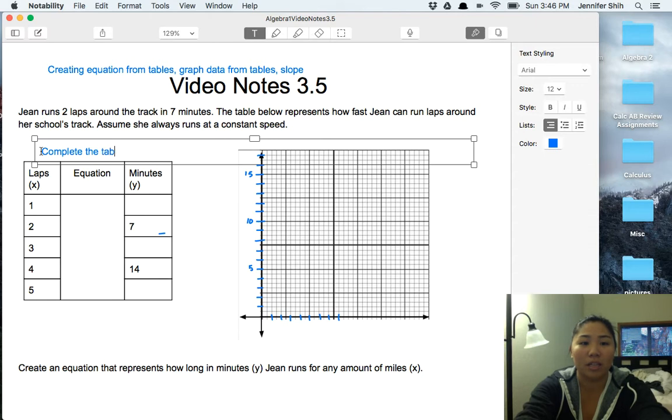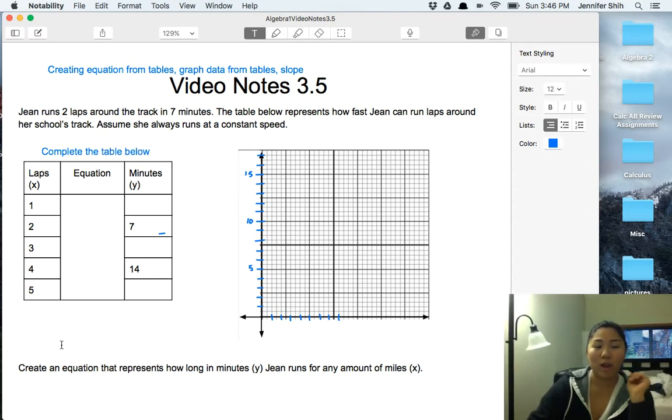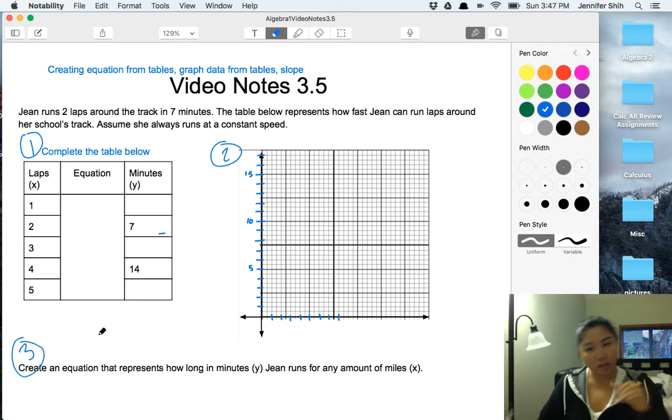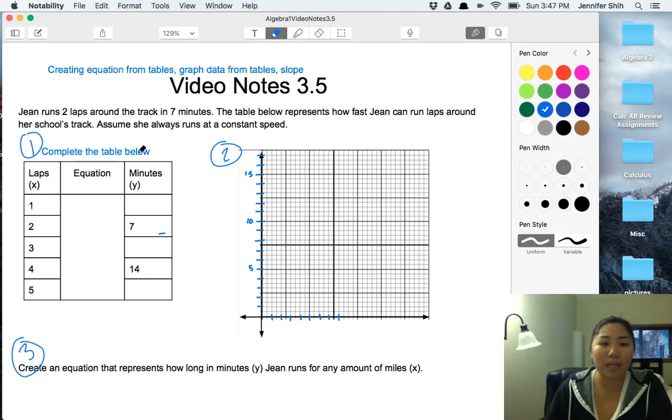So complete the table below because eventually we're going to have to graph this, and then eventually we're going to have to create an equation. This is a very common thing that you are going to have to do over and over again. Complete a table, graph it, and then make an equation, and be able to do all 3 of those things at once. That would make us very happy.